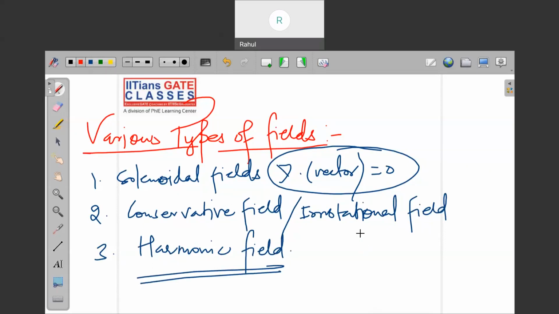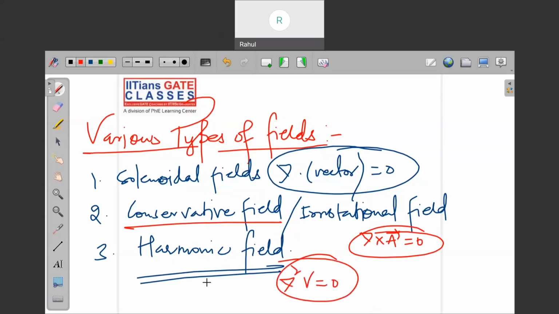So irrotational means what? The curl of any vector, if it is 0, right? So that is known as conservative or irrotational fluid. Understand? And solenoidal means what? The Laplacian is going to be 0, right? So we'll see all these things. So Laplacian is that del square V, if it is equal to 0. So this is in brief, you have to keep this in mind.